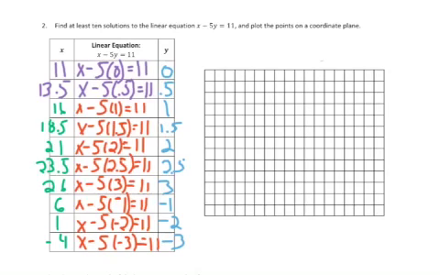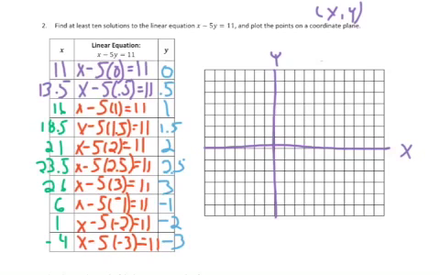Your next step, as always, is to plot it. So we are going to plot it on our coordinate grid. So draw your x and your y axis. Remember, this is your x, this is your y, and your ordered pairs are always x comma y.